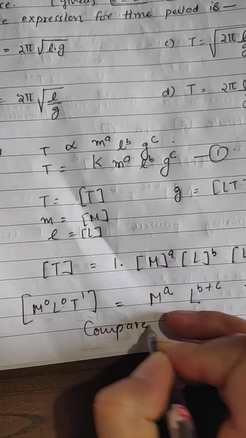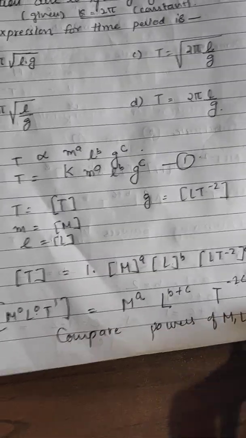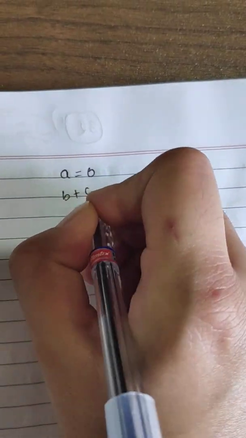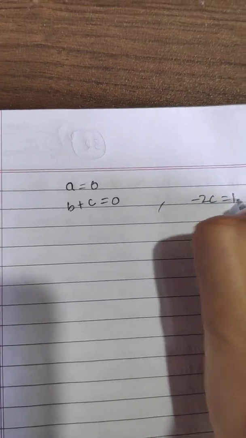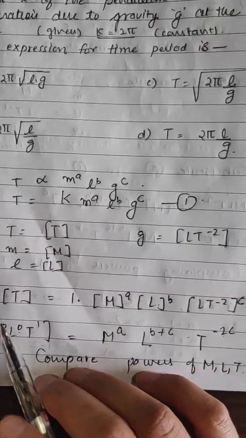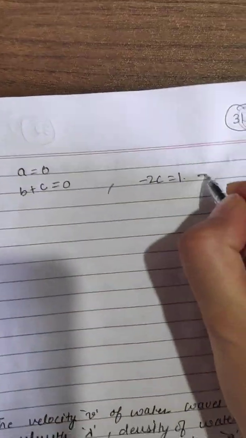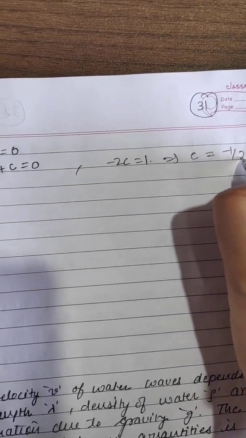Now in the next step what we will do? Compare powers of M, L and T. So from comparing we'll get A is 0, B plus C is 0 and -2C is equal to 1. See here, A is 0, B plus C is 0 and -2C is equal to 1. So I have written here. From here I can find the value of C, that is -1/2.